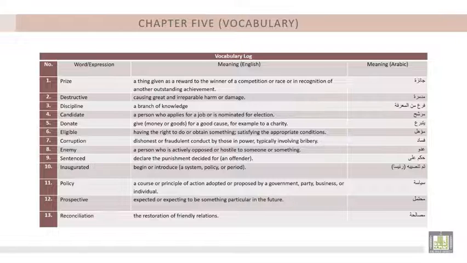The vocabulary log of this chapter includes the following. 1. Prize. 2. Destructive. 3. Discipline. 4. Candidate. 5. Donate. 6. Eligible. 7. Corruption. 8. Enemy. 9. Sentenced. 10. Inaugurated. 11. Policy. 12. Prospective. 13. Reconciliation. Now, listen to the student presentation, then choose the correct answer for each question.